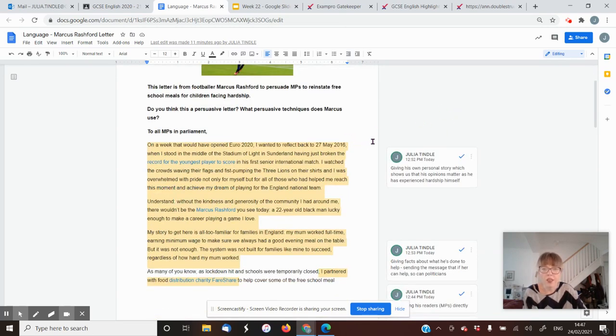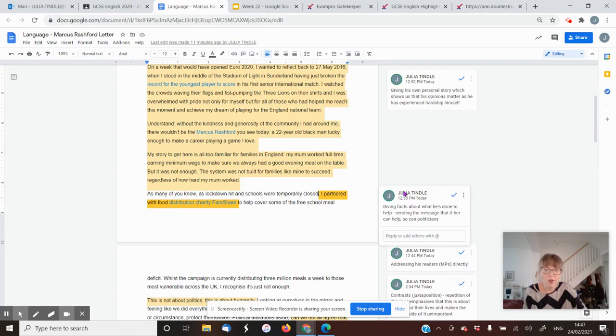I thought he opened up nicely with his own personal story. So that's telling us how he got to where he is, and that also he showed us that he's experienced these difficulties himself, so his opinion matters. He's got the right to speak about these things because he's got personal experience of it.